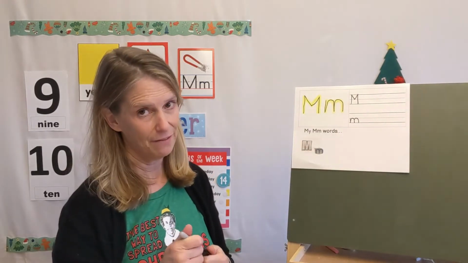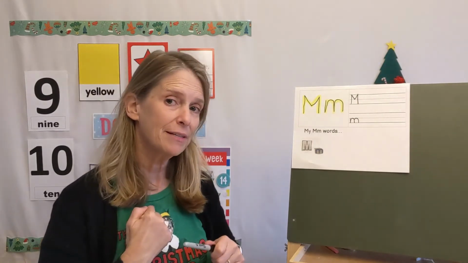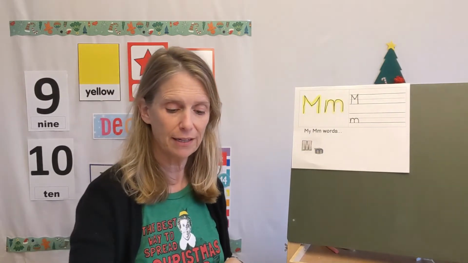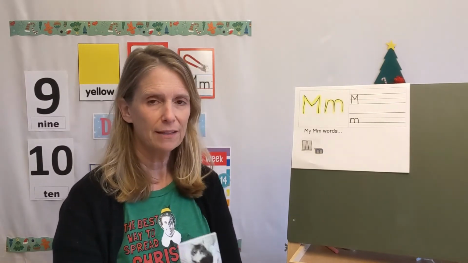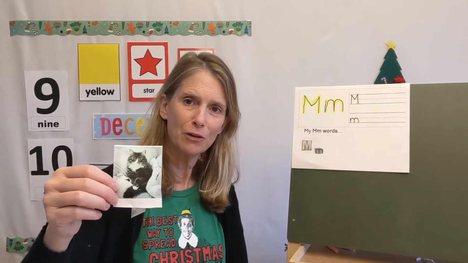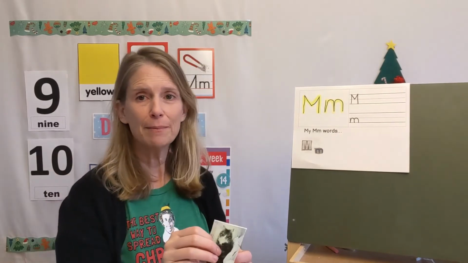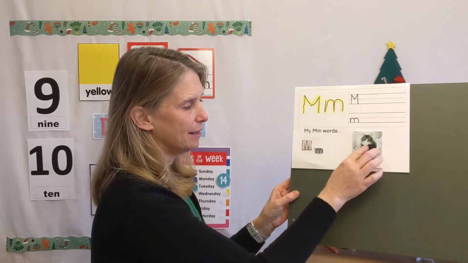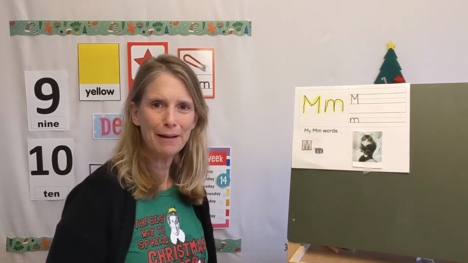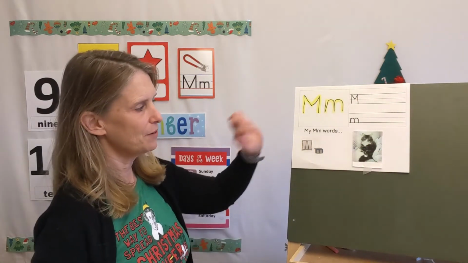And then, like I said, I have a very special, important to me picture today to put on here. This is a very old picture, and it's pretty faded at this point. This is my beautiful Molly that you have seen before with me. Her name is Molly, which starts with the letter M. So Molly gets to go right there. My beautiful Molly. All right, so that was our M.